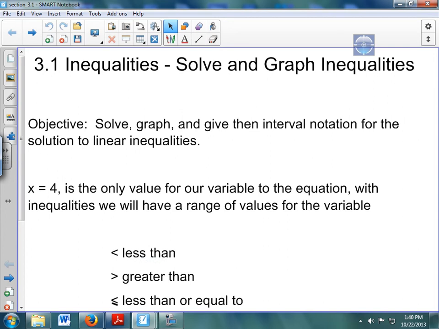3-1, inequalities, solve and graph inequalities. We talked about this yesterday, but I'm going to make this one official.